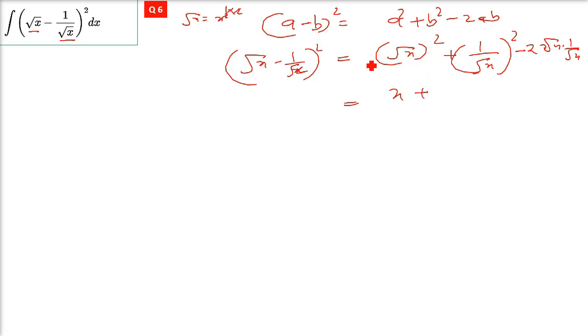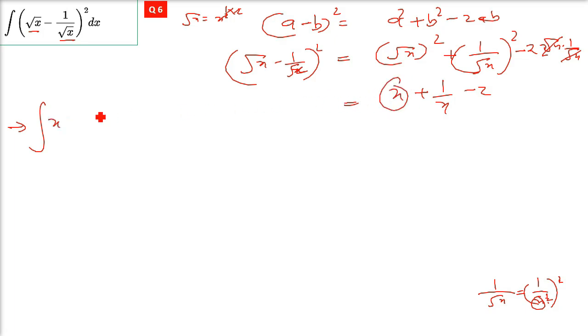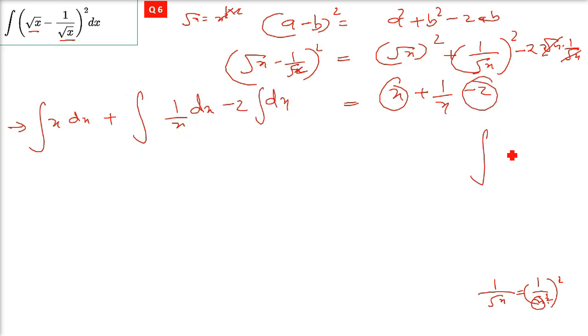And 1 by under root x is 1 by x to the power half. When you square it, again half into 2, you can multiply, so it will be simply 1 by x. And under root x and 1 by under root x will get cancelled. So x plus 1 by x minus 2. So what do you get here? Integration of x dx plus integration of 1 by x dx, then minus 2 integration of dx. So integration of x to the power n, as we have been discussing a lot now, is x to the power n plus 1 by n plus 1.